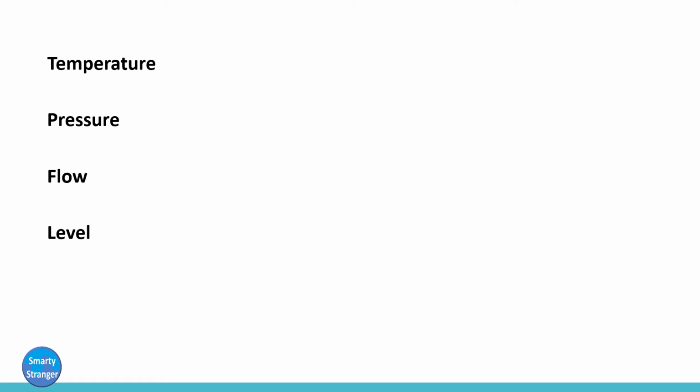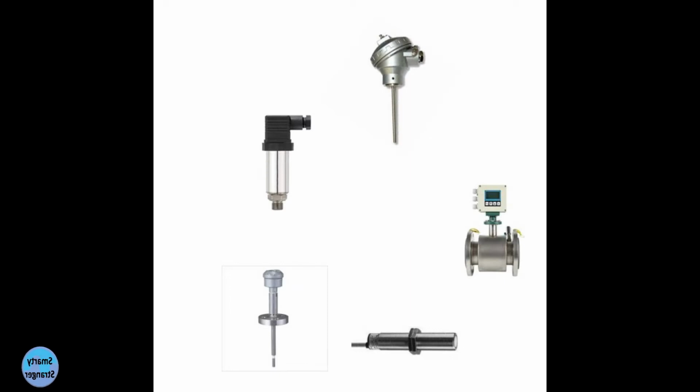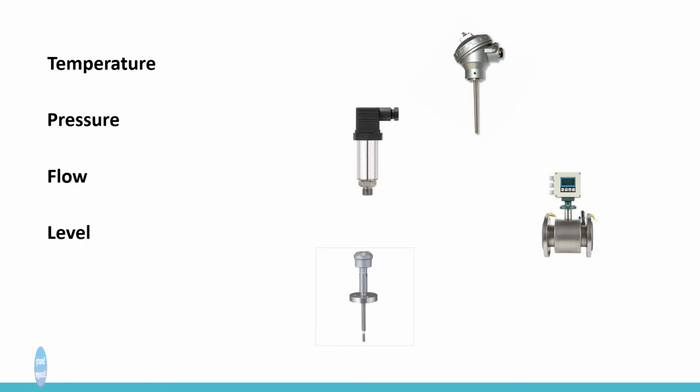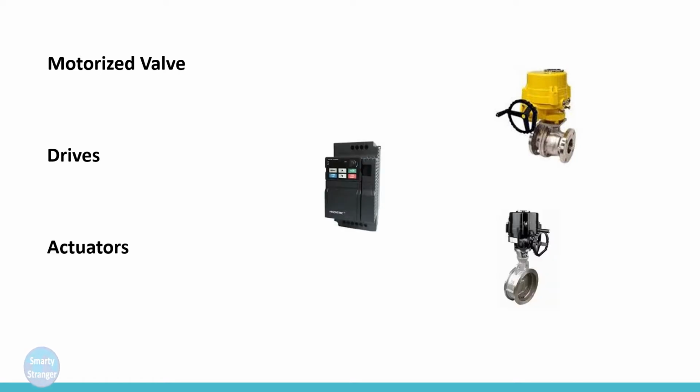We know that in industry we deal with many quantities like temperature, pressure, flow, level, distance, etc. These values are continuous values, meaning they vary with time, and when we need an accurate process, we use analog values. These values came from different sensors, and sensors send the signals to transmitters. These transmitters are temperature transmitters, pressure transmitters, flow transmitters, level transmitters, etc. Similarly, we use analog output values to control valves, motor drives, actuators, etc.